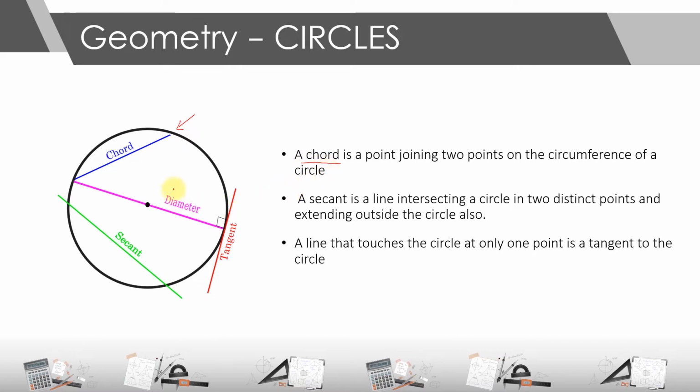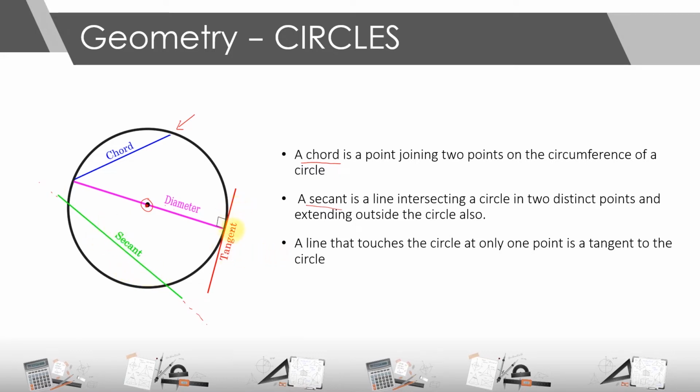So diameter is that particular chord which is passing through the center of the circle. So if you take two diametrically opposite points and join them, you will get a diameter. Then there is secant. Secant is a line which is intersecting the circle at 2 points. So chord remains within the circle, but if you extend the chord, it will be intersecting the circle at 2 points. That line is called a secant.